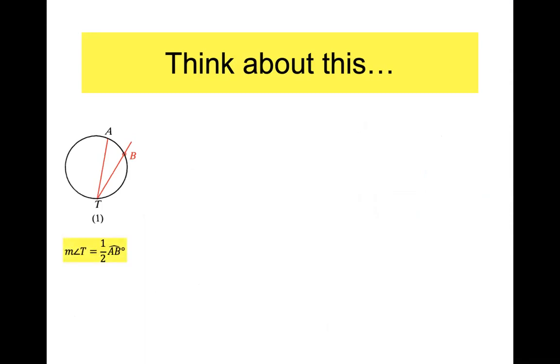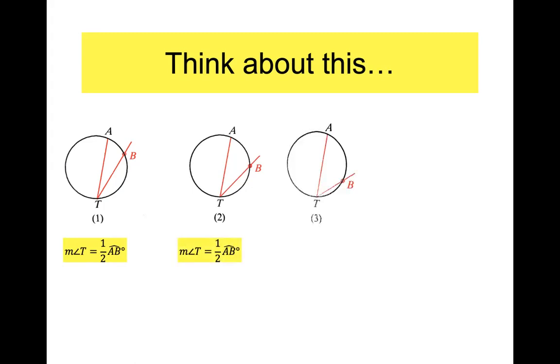Now let's move point B closer to T. I've moved it a little bit closer. Does that change the formula? No, it's still an inscribed angle. Let's move B even closer. Would that change the formula? The answer is no. If I move B so close to T that it actually is T, now B is no longer on the shape.